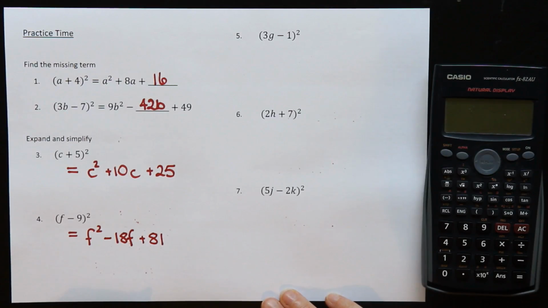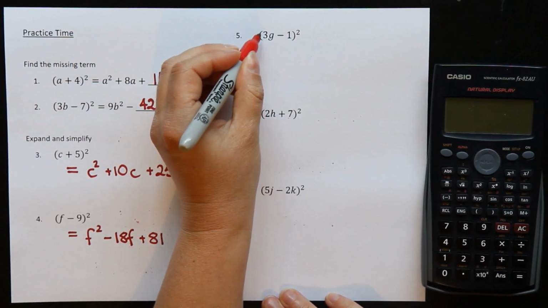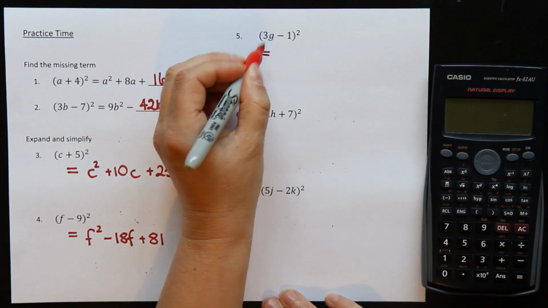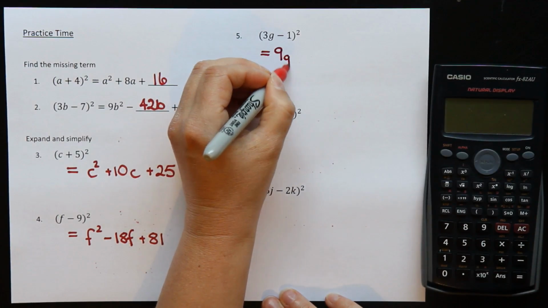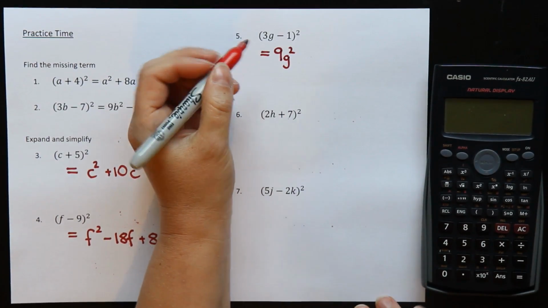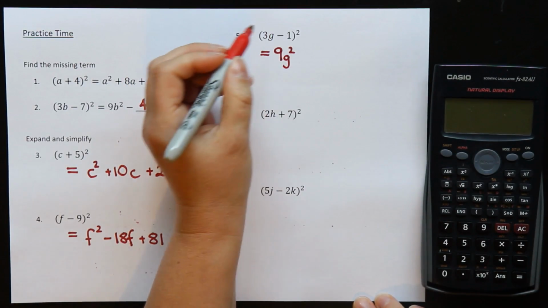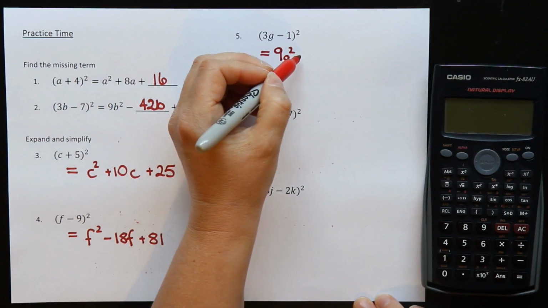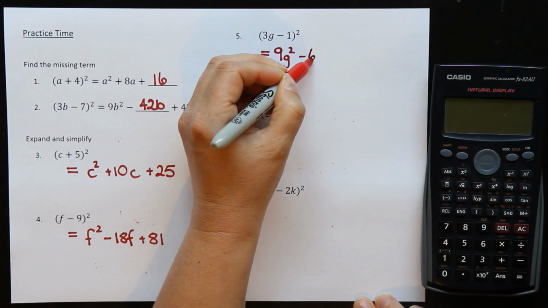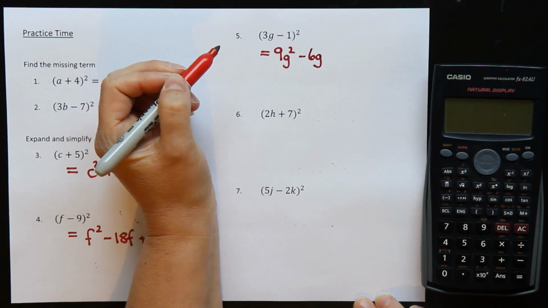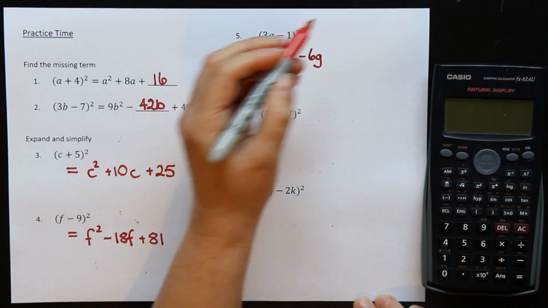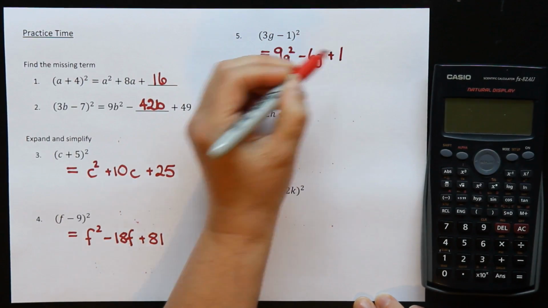In question 5, 3g times 3g is 9g squared. Then we times the 2 things together, 3g times 1 is minus 3g, and then we have to double that to become minus 6g. And then minus 1 times minus 1 is a positive 1.